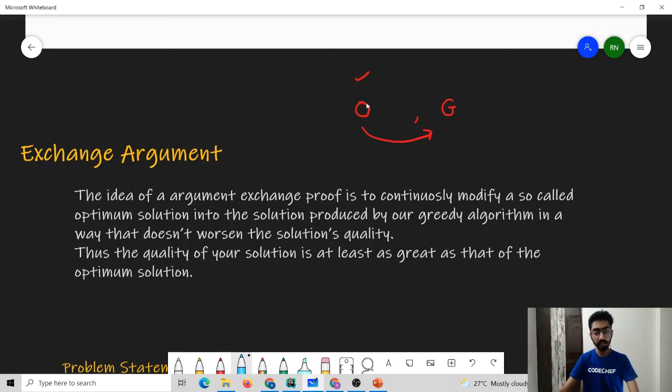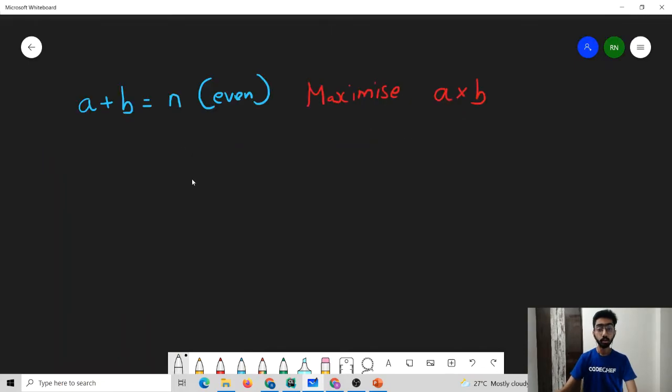In other words, we will have some optimum solution and we are going to slowly convert it to the greedy solution, but in the way that we have converted it, we have never degraded our optimum solution. And if we have not degraded our optimum solution, then this indirectly means that the greedy solution is equivalent to the optimum solution. So we'll start by taking a very simple but very useful example.